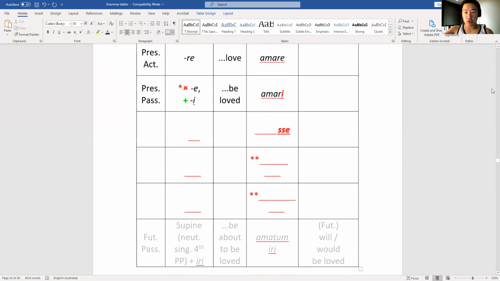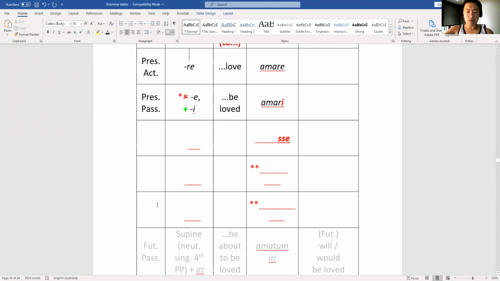I'm going to skip down to the future because it's a little more digestible, easier to understand than the other one. Infinitives have tenses. So you have present infinitives, but you also have future. I'll put this in gray because this is extremely rare. In the years I've been teaching Latin, I think I've seen this about once in a seen translation. I don't think any attention is given to it whatsoever in the Oxford Latin Course. If on a very rare occasion you want to say to be about to be verbed, it would be the supine, the actual fourth principal part, not the PPP, the actual neuter singular looking fourth PP, and iri.